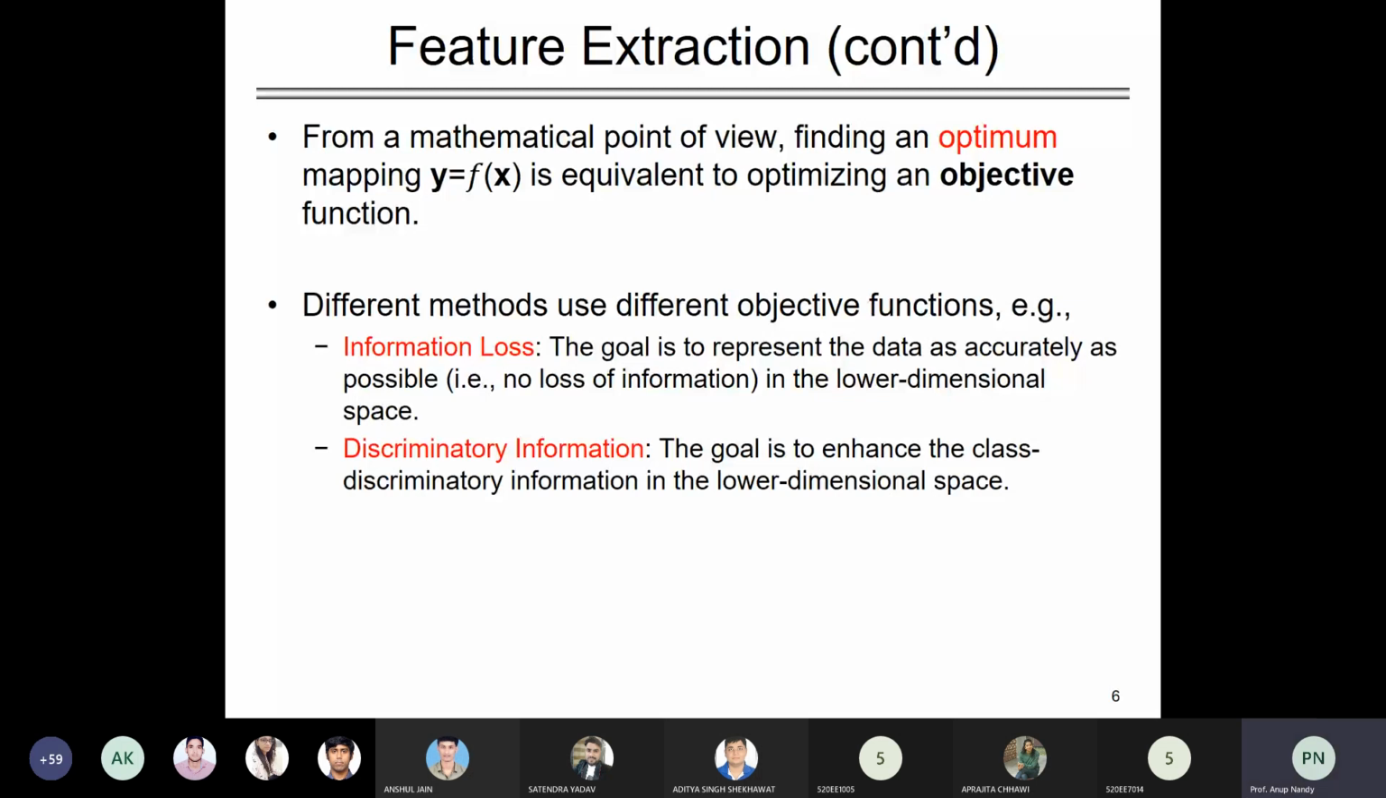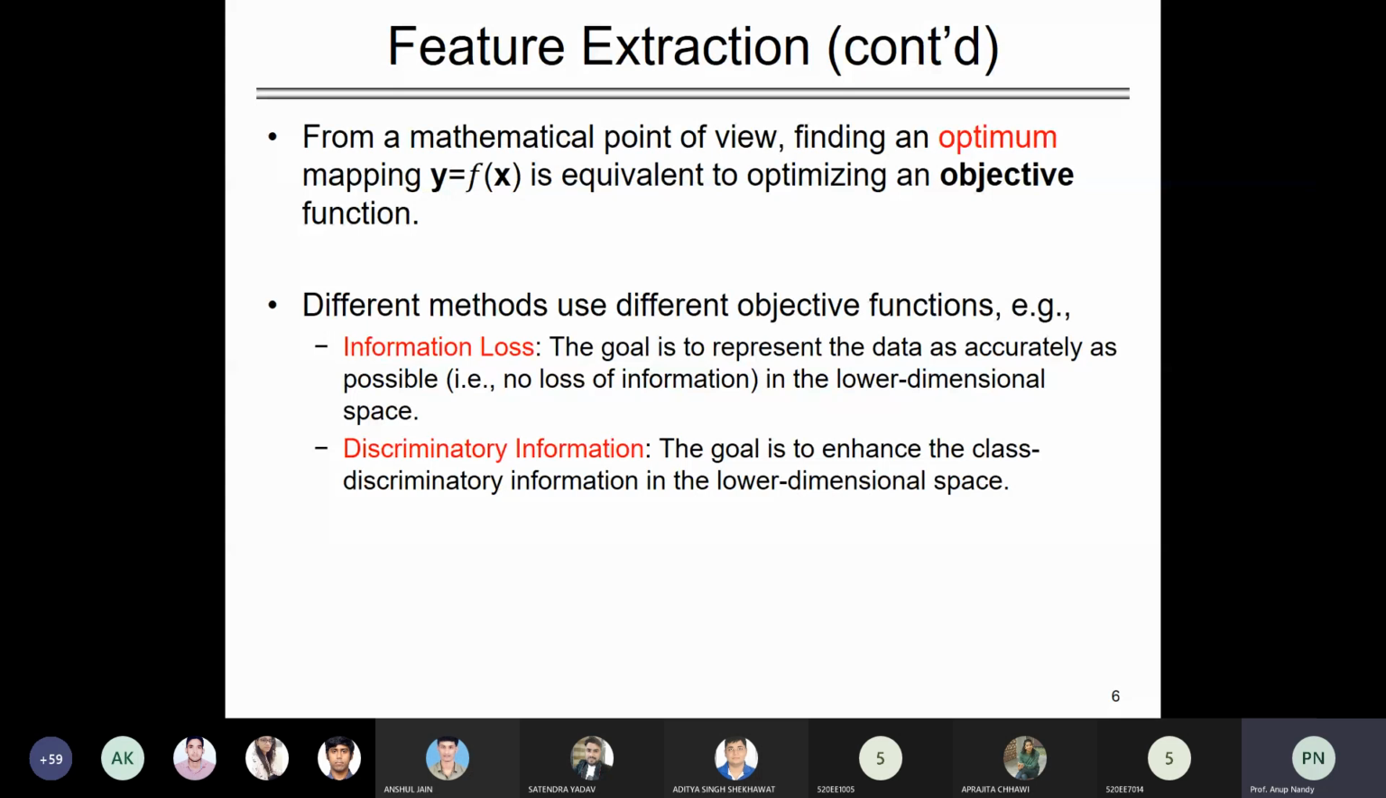Okay. Suppose you choose the k principal components, then the error or the loss of information, that is the absolute error and the relative error that you have already found out. This is called the information loss, and the main goal in understanding information loss is to represent the data as accurately as possible. You are trying to preserve the dimensions in such a way that there is no loss of information in the lower dimensional space.